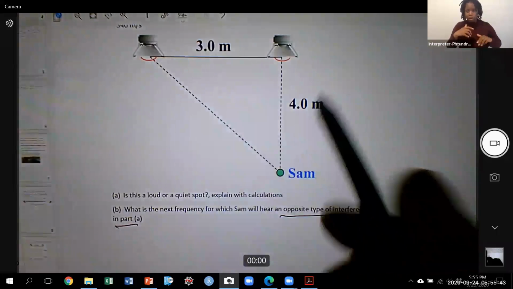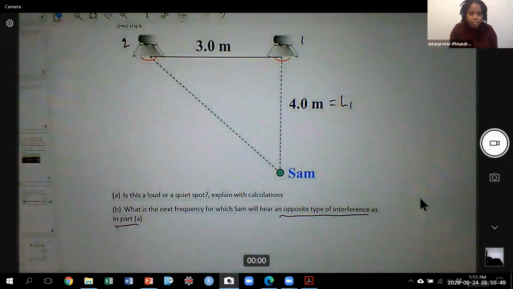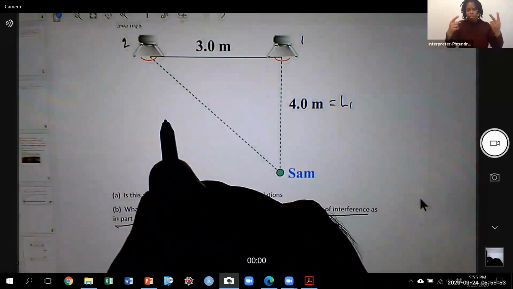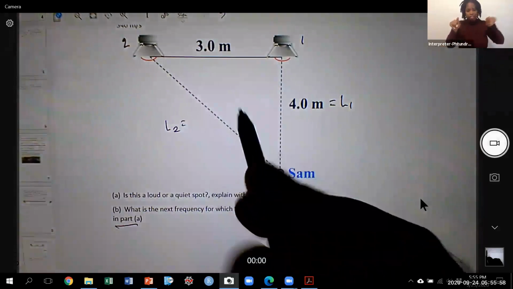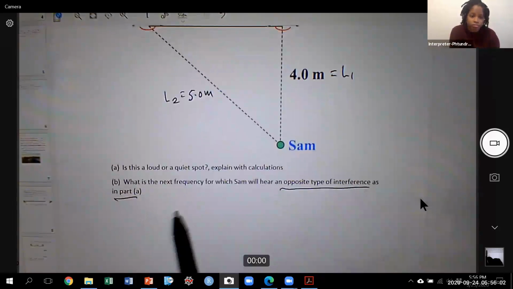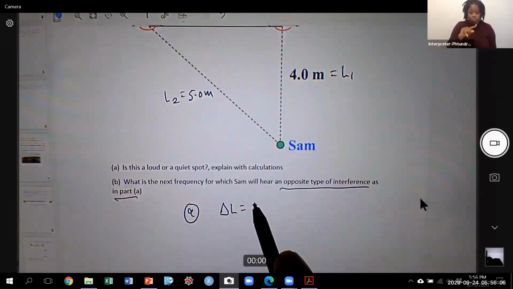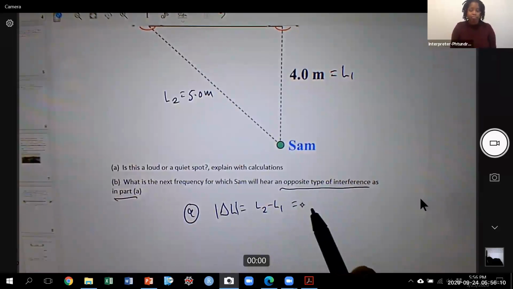So this is your L1. Let's say this is speaker number 1 and this is speaker number 2. So this is your first length, and this is your second length, which is just the diagonal distance. And this is 3, 4, 5. So your path length is simply L2 minus L1. You just need the magnitude, right?